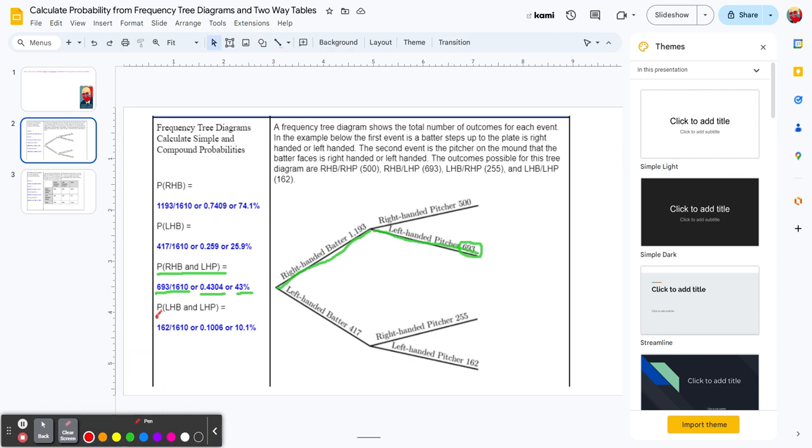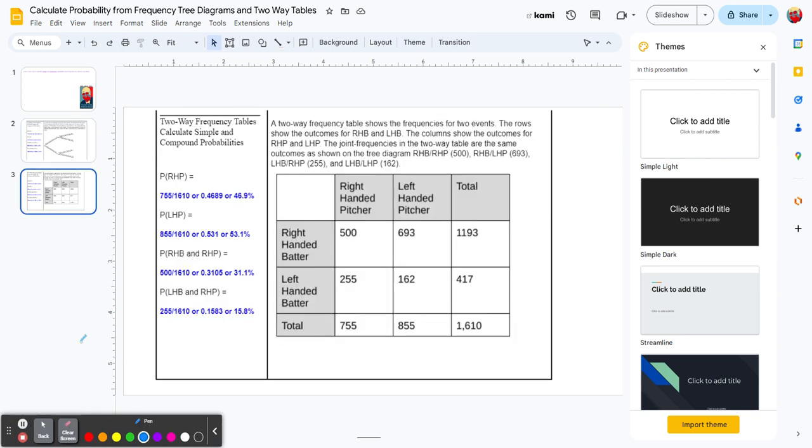Okay, look at the last one here, the probability of a left-hand batter and a left-hand pitcher. So we're going down this branch here, left-hand batter, and then left-hand pitcher, going down this branch right here. You can see there's a total of 162. So it's 162 out of 1,610, which is 0.1006, which rounds to 10.1%.